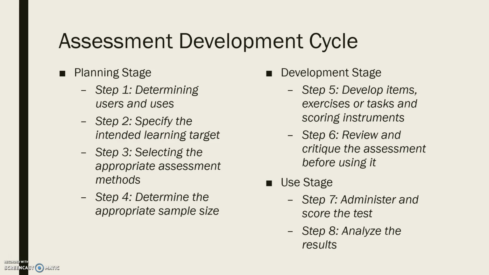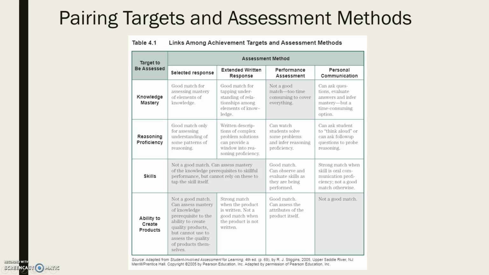With an intended learning target or achievement target in mind, we can move on to step 3, which is selecting the appropriate assessment method. One way to do this would be to use a chart such as this one, where different assessment methods are shown on one axis, and another axis shows the different achievement targets. Each assessment method is naturally compatible with certain achievement targets while not aligning well with others. A chart like this shows which ones match up well and which ones are not a good match.